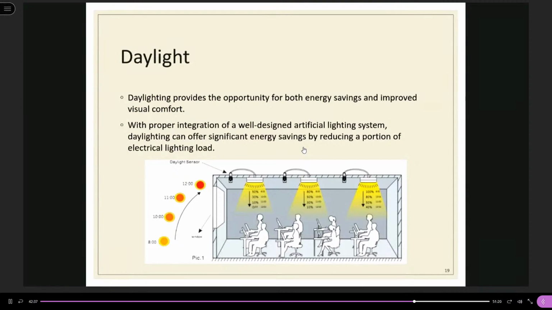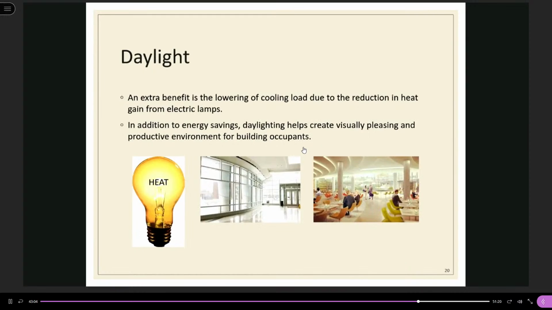In this figure, we have a daylight sensor. It can monitor the lighting level on the desk, and when the lighting level is high enough, the sensor will send a signal to the luminaire, to the lighting fixture, so that it can dim down 10% or 30%, 50%, and so on. An extra benefit of utilizing daylight is the lowering of cooling load due to the reduction of heat gain from electric lamps.